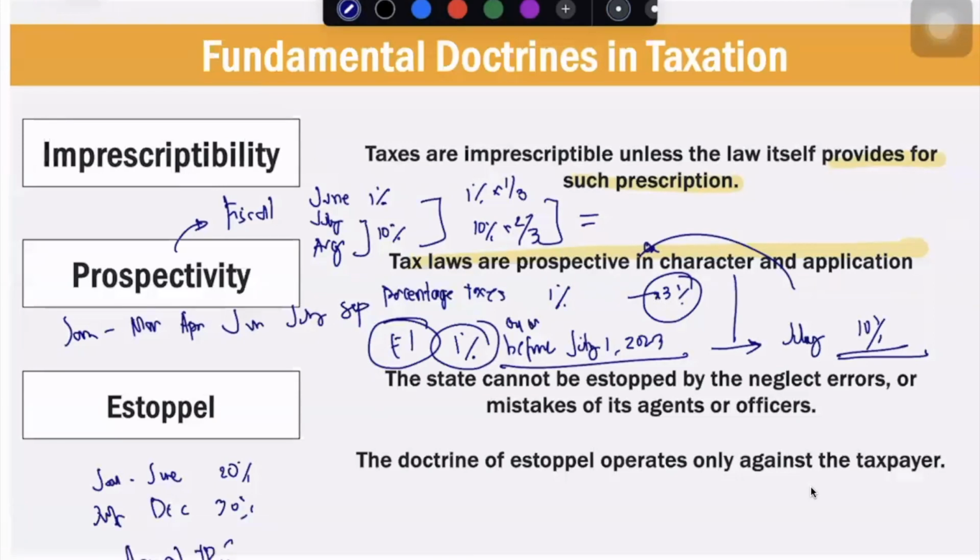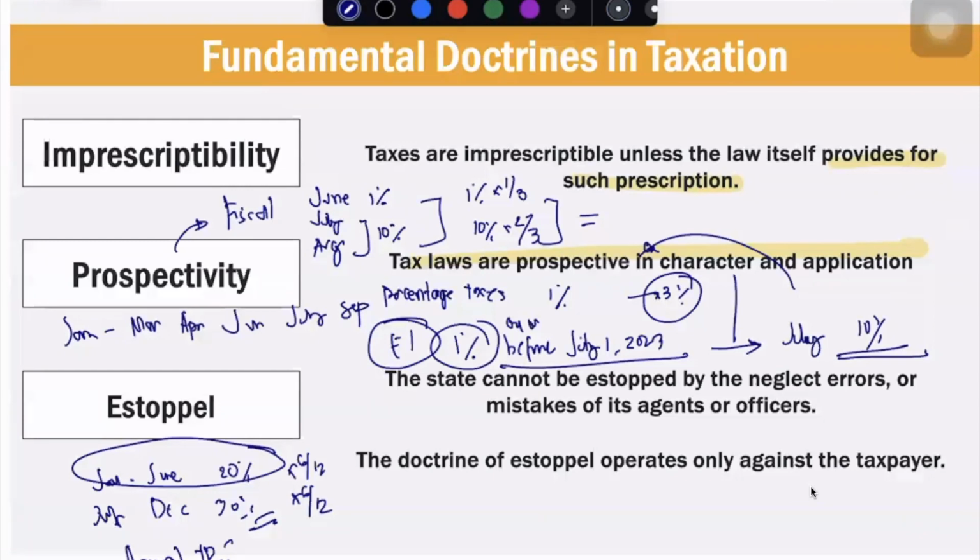Can you use 30%? No, because January to June was 20 and July to December was 30. So what will you do? You try to prorate it because again, tax laws are prospective in character. So 20% times 6 over 12, 30% times 6 over 12. That is the concept of prospectivity.